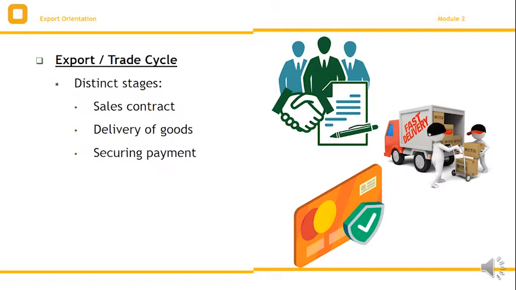The exporter can also decide to use the services of a freight forwarder. We will look into who and what the roles of the freight forwarder are in the following slides. The exporter must also then look into the modes of delivery of the goods as the next stage. The exporter must decide on the type of transport that will be utilized so that the goods will reach the importer's country in a good condition.